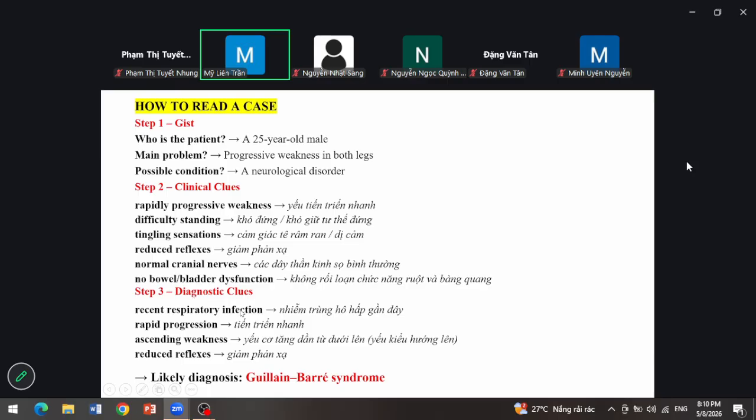Recent respiratory infection, rapid progression, ascending weakness, reduced reflexes. So the patient is most likely to suffer from Guillain-Barré syndrome.